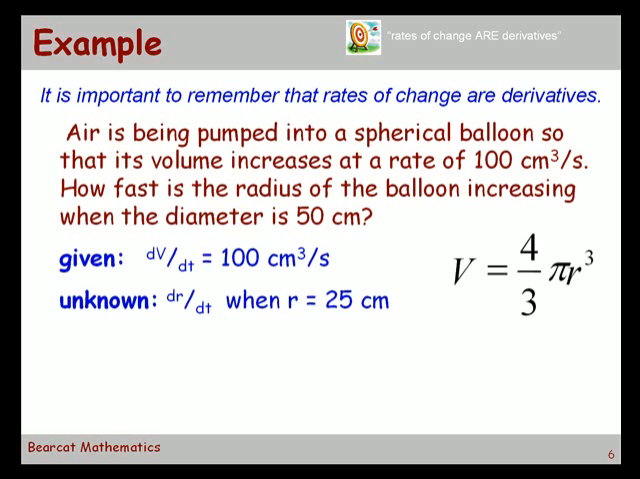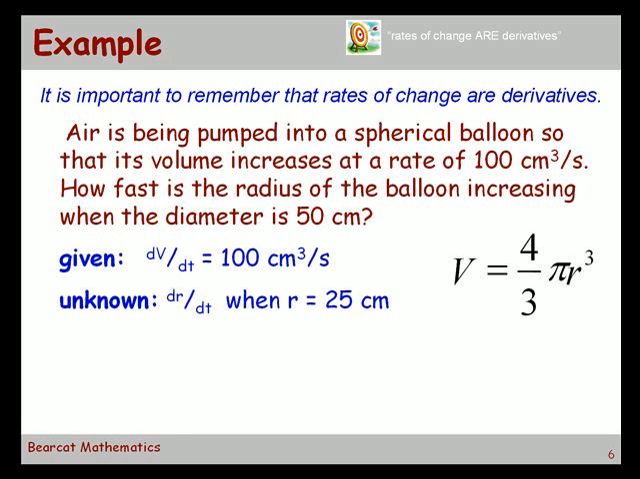Notice in our given, we've got v's and t's. In our unknown, we've got r's and t's. Notice in this function, what have we got? V's and r's. That's really good. We might be able to make something work here. Any ideas on how we could proceed?